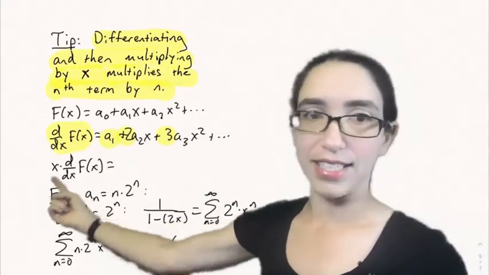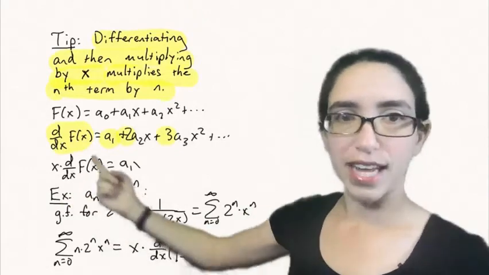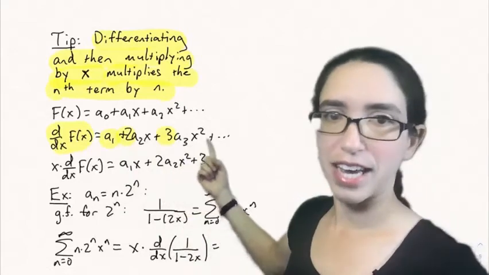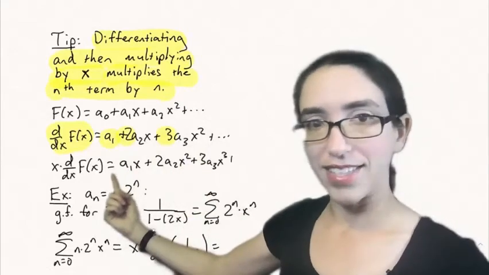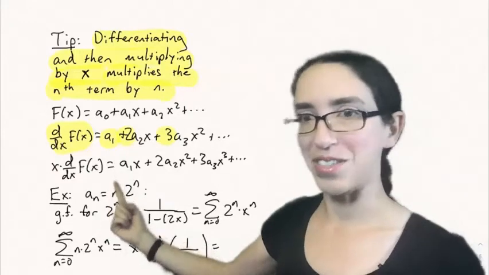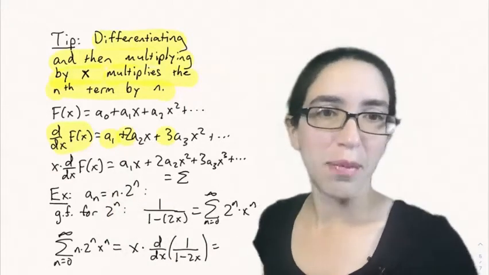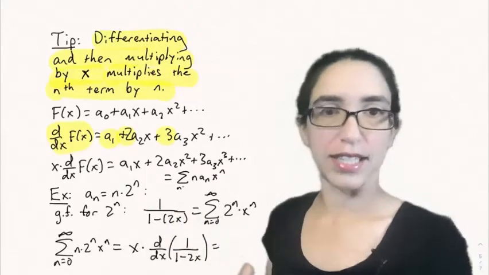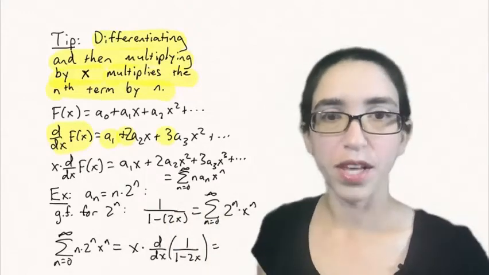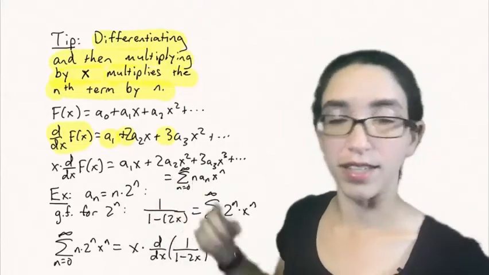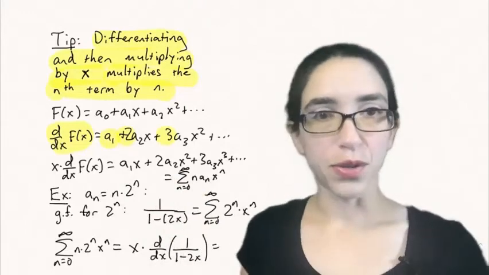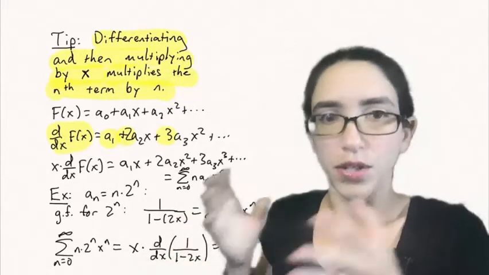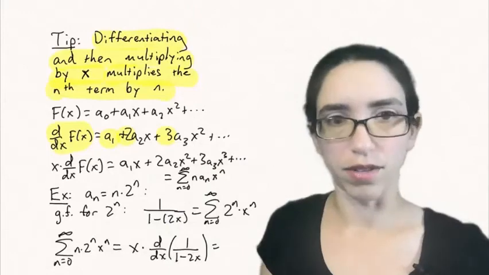So if I take x d/dx f of x, well, that's now a1x plus 2a2x squared plus 3a3x cubed. In fact, I even have a hidden 0 times a0 times x to the 0 over here that isn't written. But this now can be written as the sum of n times a sub n times x to the n as n goes from 0 to infinity. Because again, that 0 term just vanishes when n is 0. And so this is a very helpful tool. So if you want to multiply the nth term of your sequence by n, you take x d/dx and apply it to the generating function.